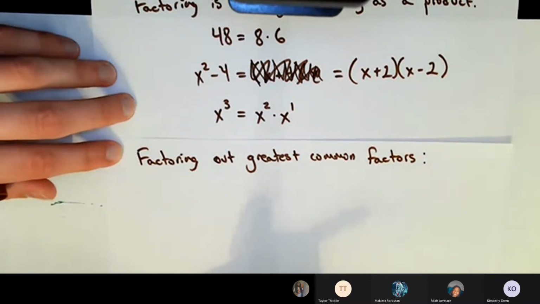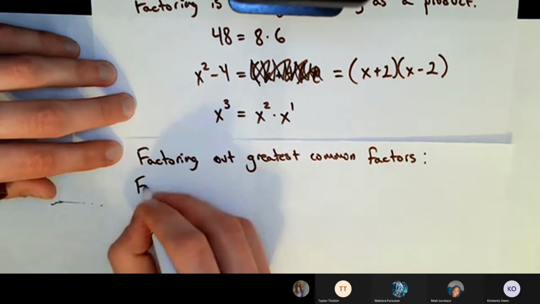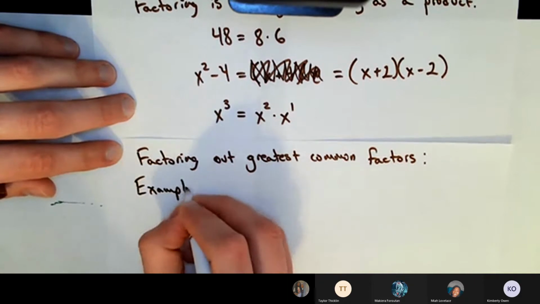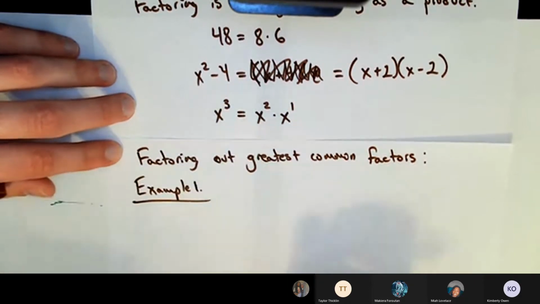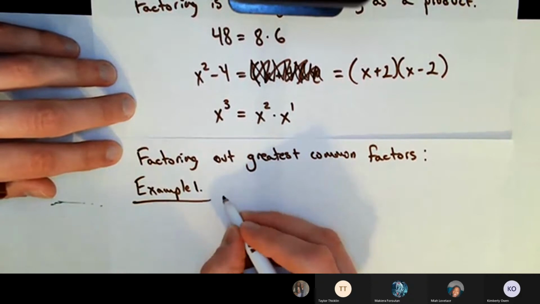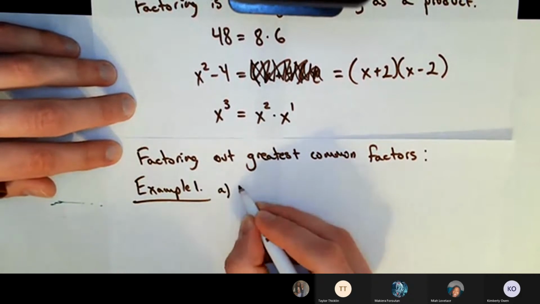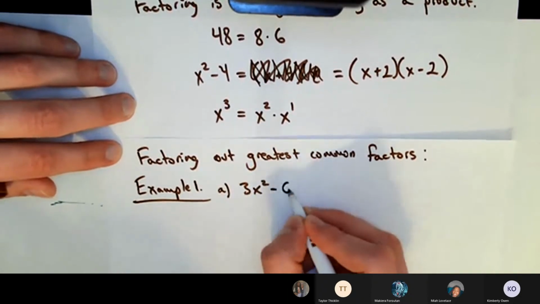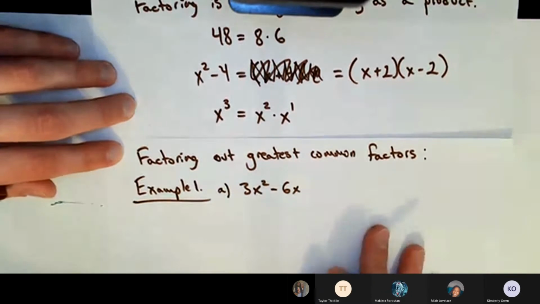Okay. And let's go with example 1, just following the text here. Part A is 3x squared minus 6x. So this is a polynomial.